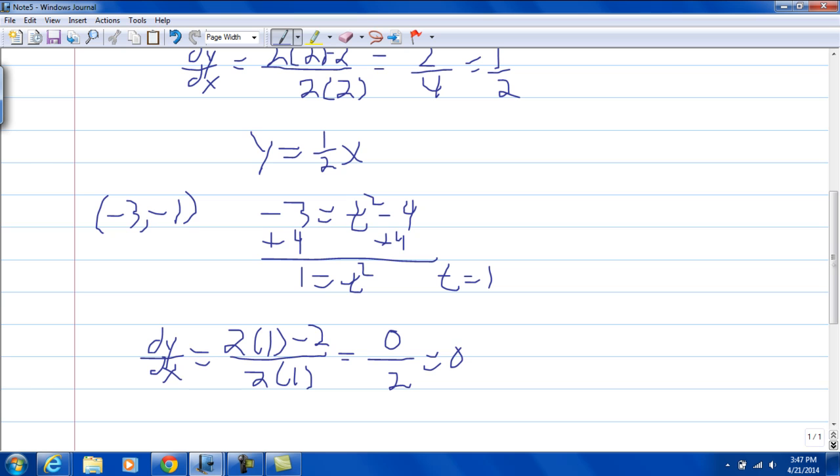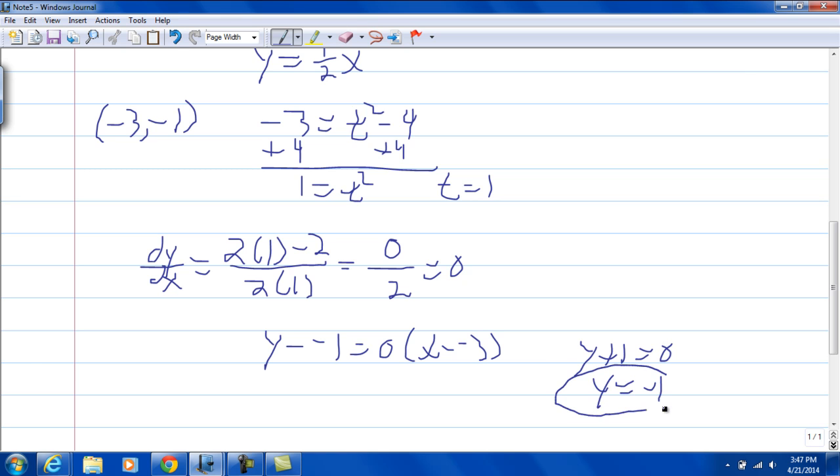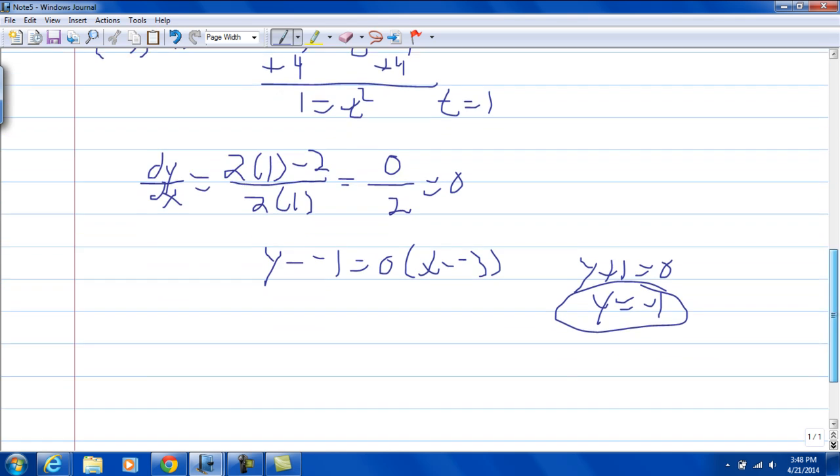Therefore, it's just going to be y equals the y value here. The y value there was -1. I mean, you could say y minus -1 equals 0 times x minus -3 using the point slope formula, meaning y plus 1 equals 0, so y equals -1. That's a long way to do it. The short way is to realize with the slope of 0, it's a horizontal line, so it's just going to be the y value there.